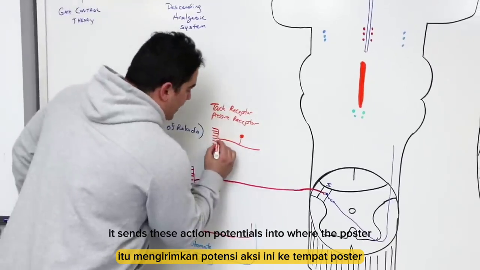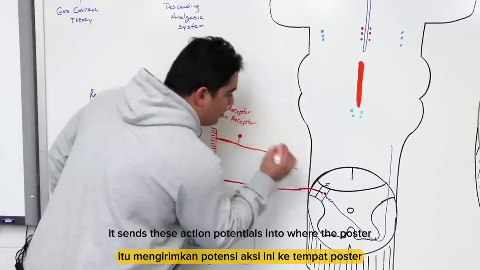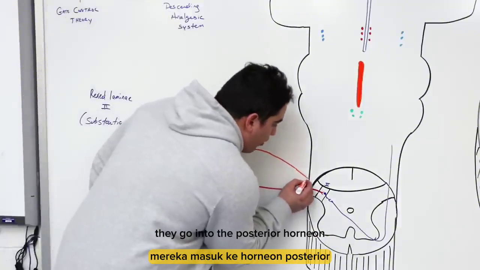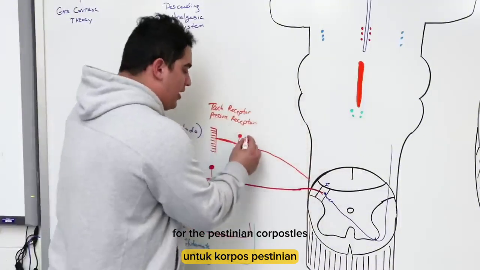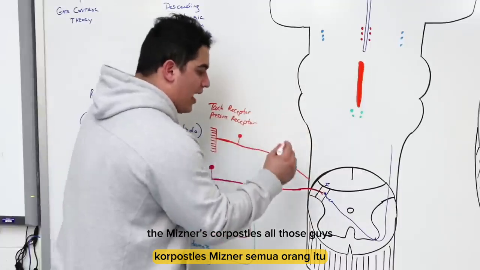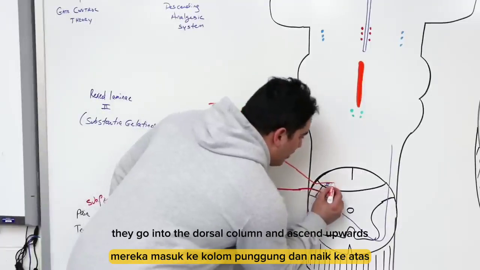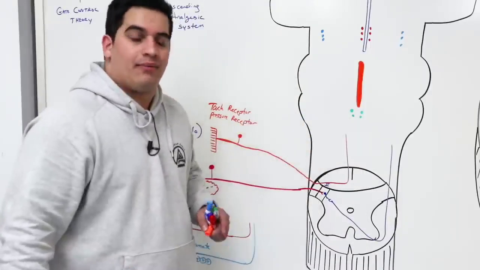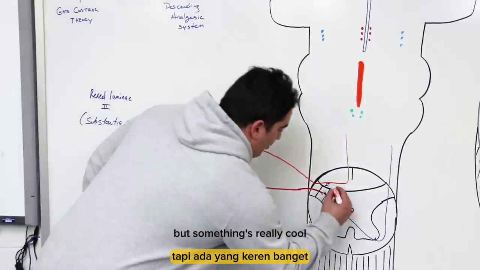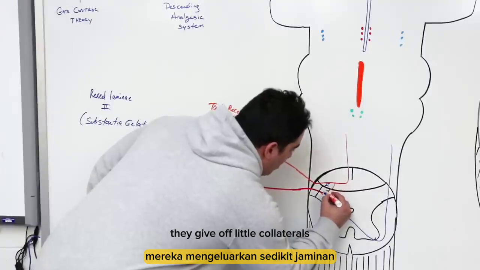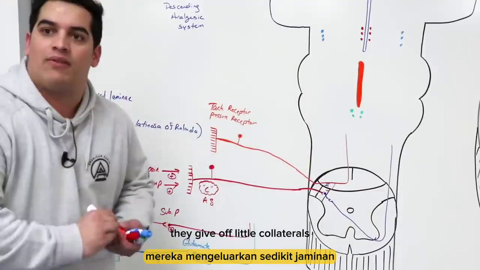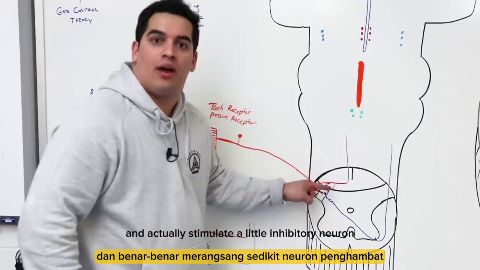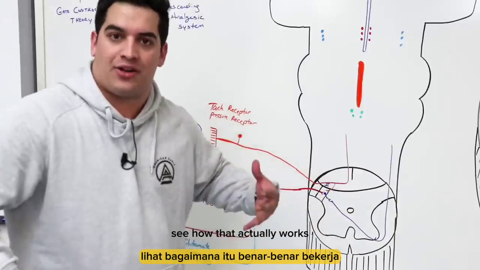When it does that, it sends these action potentials into where? The posterior gray horn. They go into the posterior gray horn, and where do these fibers usually go for the Pacinian corpuscles, the Meissner's corpuscles, all those guys? If you know, they go into the dorsal column and ascend upwards as the fasciculus gracilis or cuneatus. But something's really cool. They give off little collaterals that can come over and actually stimulate a little inhibitory neuron. And we're going to zoom in on that and see how that actually works.